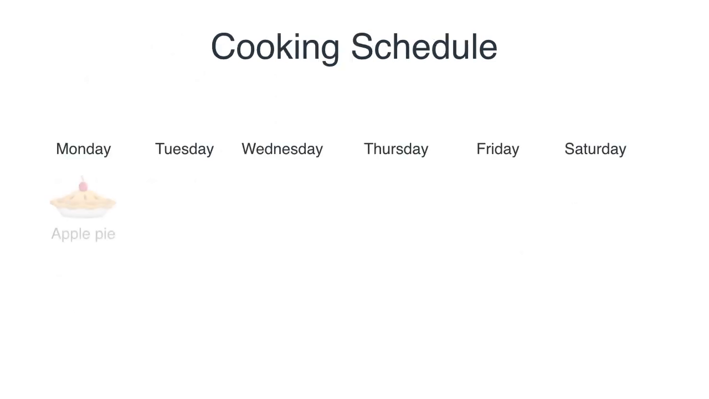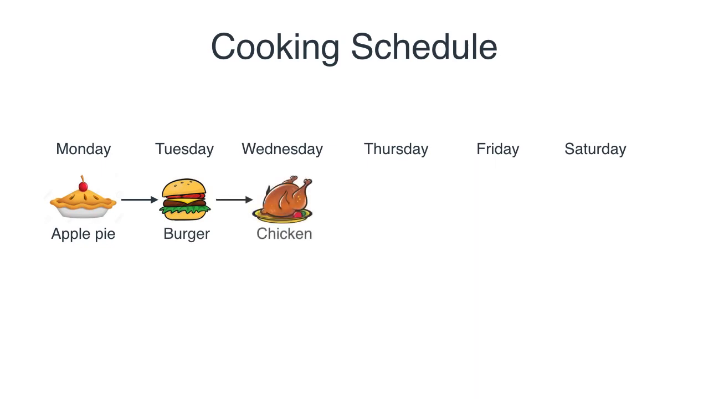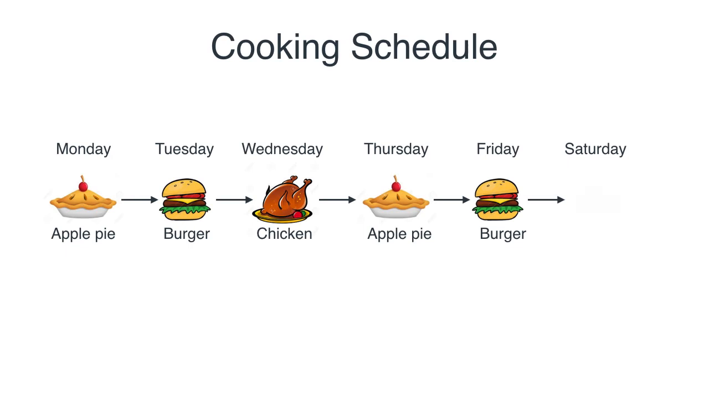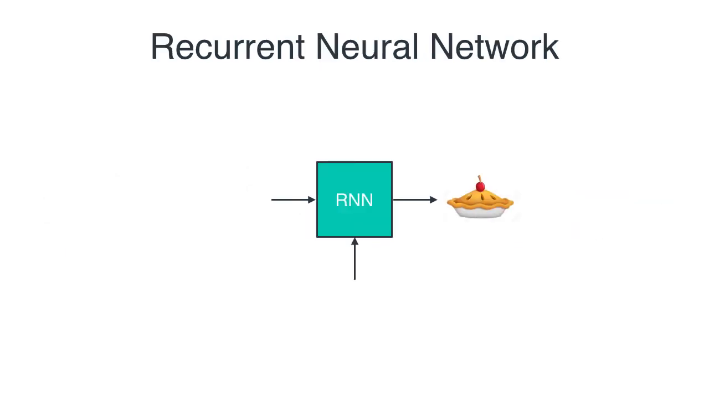So an example is if on Monday he cooks an apple pie, then on Tuesday he cooks a burger, then on Wednesday he cooks a chicken, then on Thursday an apple pie, then on Friday a burger, then on Saturday a chicken, and so on and so forth.